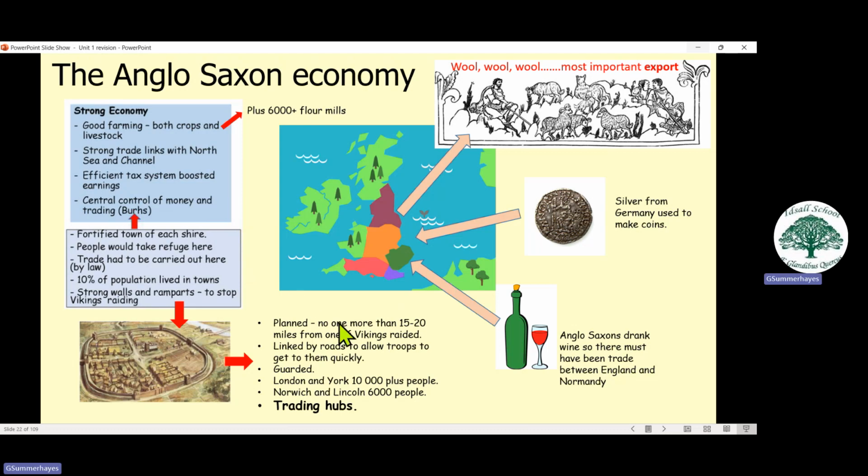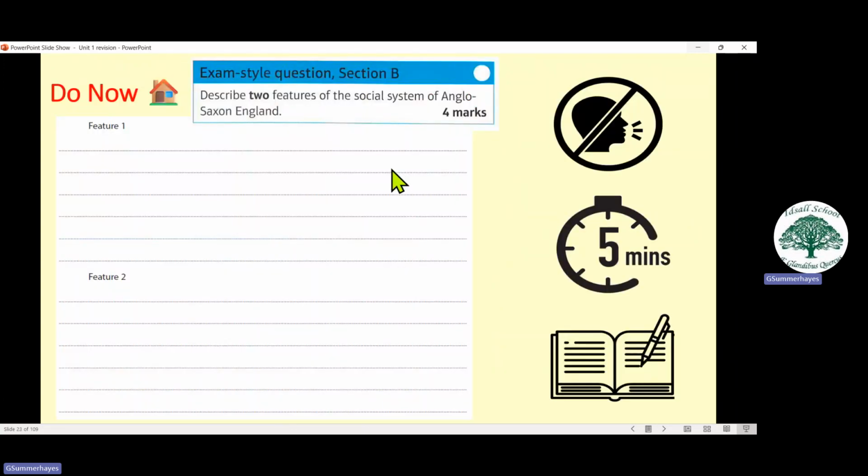Anything else in here? Yeah, London and York were the two big cities, but Norwich and Lincoln were also relatively large. Silver was used for coins. The fact that Anglo-Saxons drank wine must have shown that there was trade between England and Normandy, because it's not really warm enough to grow grapes and make wine in England, so they must have bought it from France. And then wool was what we exported the most, from sheep.